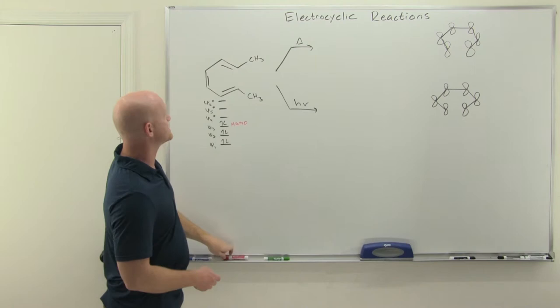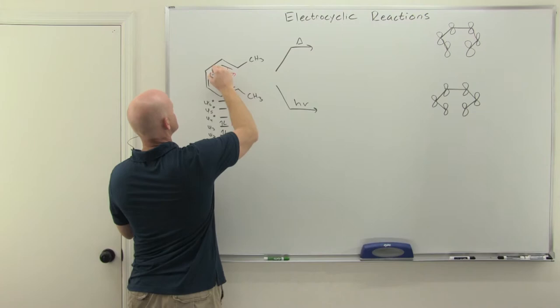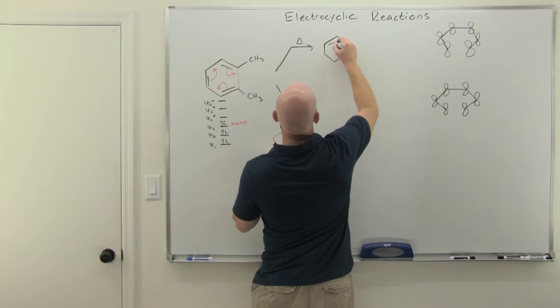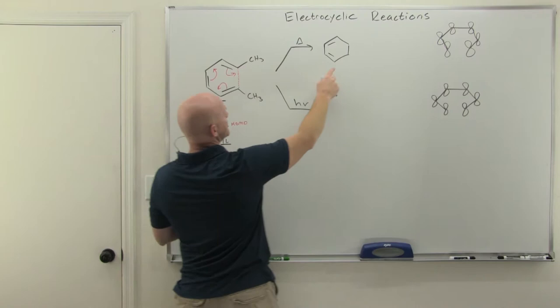And in this case, we're gonna have the cyclic movement of pi electrons to form a ring. And so in this case, we can see that we're gonna form a six-membered ring. And in this case, we'll still have pi electrons here and here. So, and then we'll get the new sigma bond here. And so we're gonna have something like this.